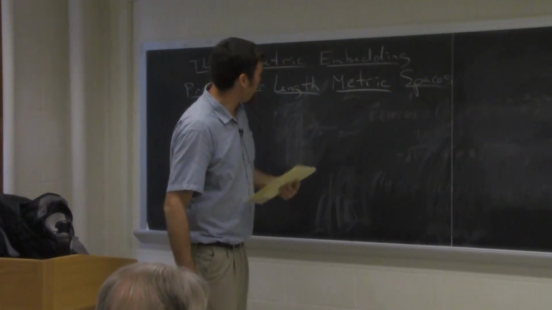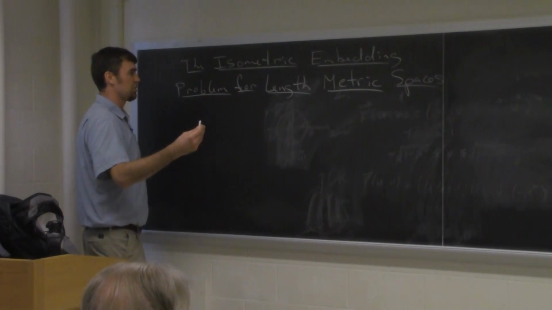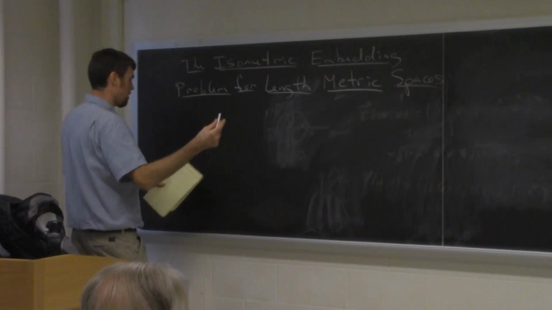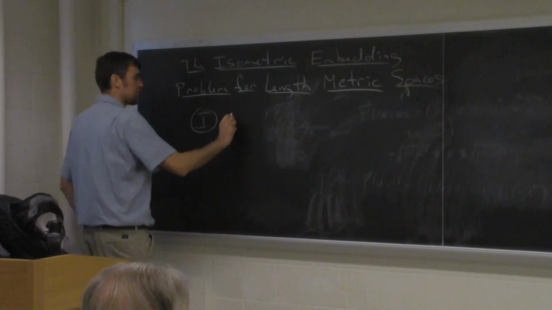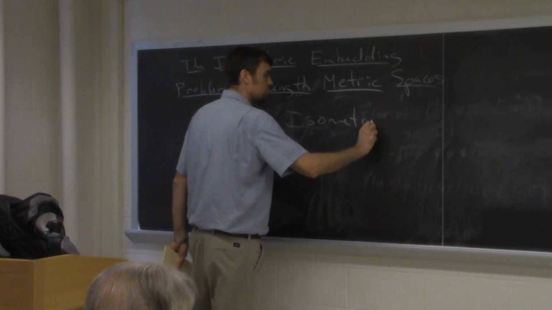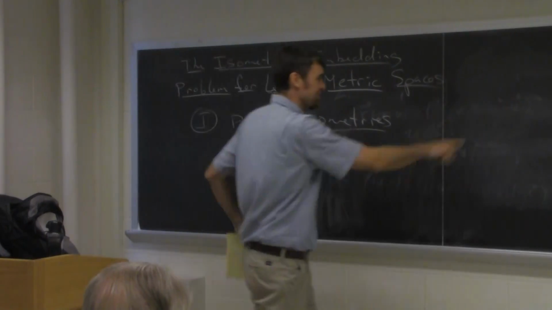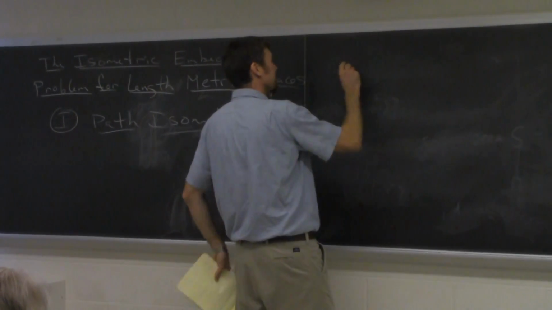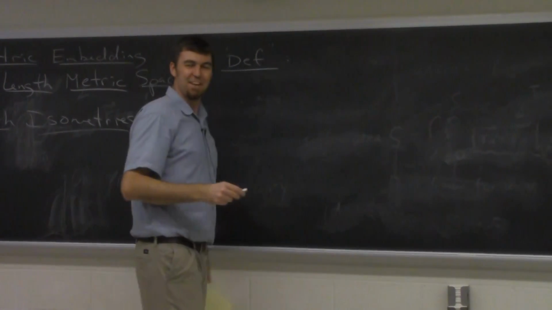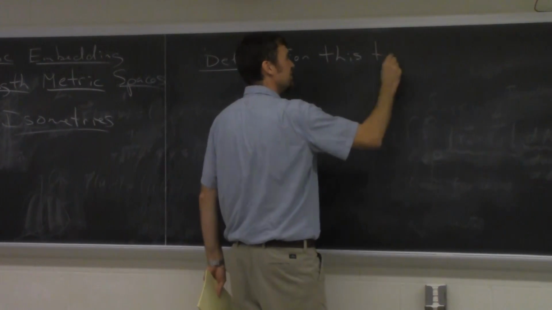So, all right, the isometric embedding problem for length metric spaces. Let's first quickly discuss what I mean by isometric embedding, because this gets a little confusing. So maybe part one of the talk is about path isometries. So, kind of definition-ish, we put quotes. This is a terrible definition. For this talk, it's a local definition.